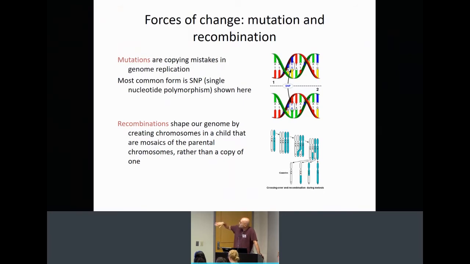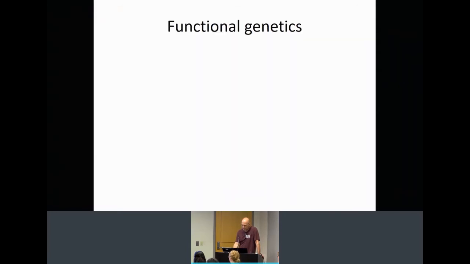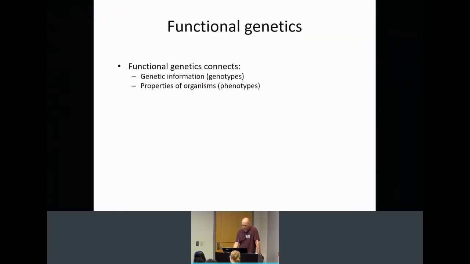So somehow these two processes work. The third one, of course, not mentioned here, but very important, is selection. Some combinations of mutations might have positive or negative effect on the survival of the species. And so these three things together basically create the shape of the genome, the genomes that we see.